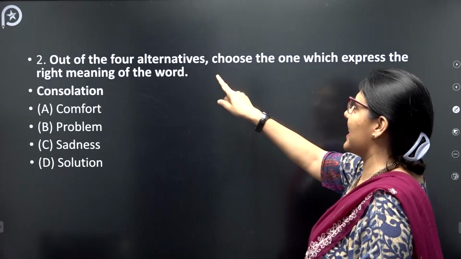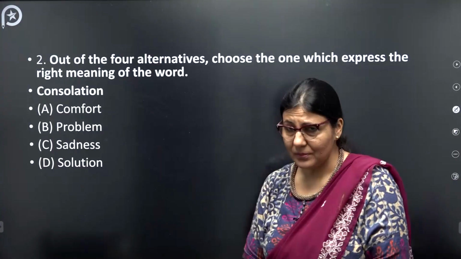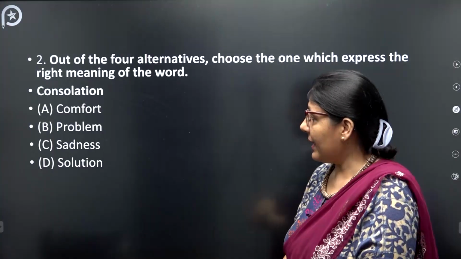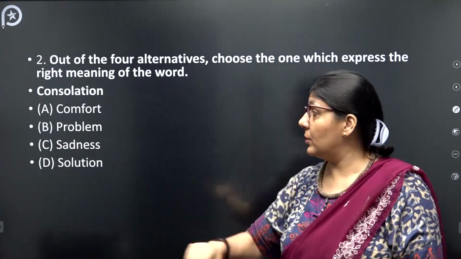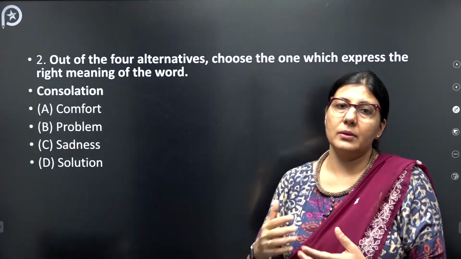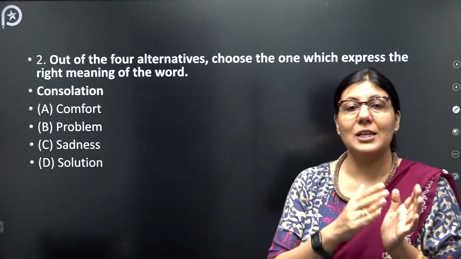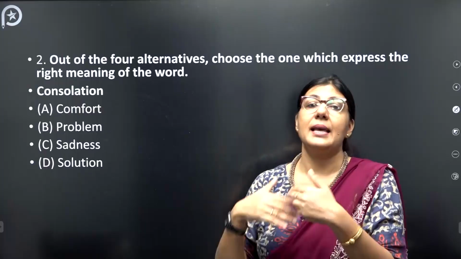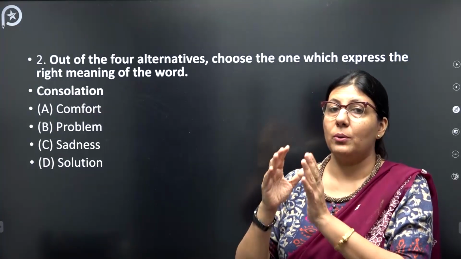Out of the four alternatives, choose the one again which has the right meaning. Now, consolation. There are four choices given, right? Out of these four choices, one is correct. Now try to think, where have you heard the word consolation? Have you heard about a consolation prize? Yeah, the person who does not win first, second or third prize gets to win a consolation prize. So I am sure you're going to understand.